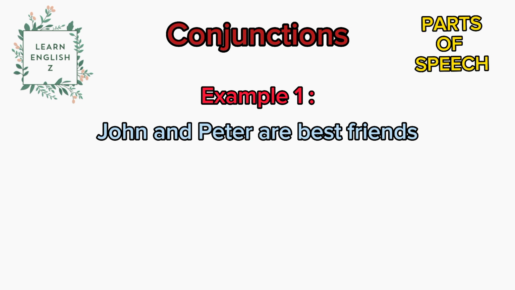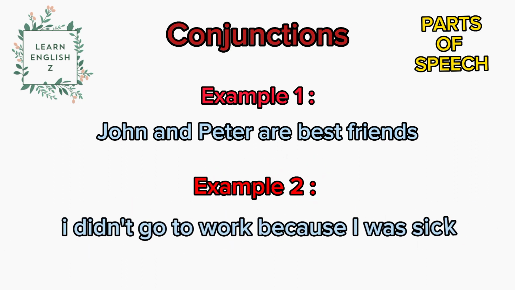Conjunctions can connect even sentences. For example, I didn't go to work because I was sick. The conjunction here is because, and it connects 2 clauses. The second clause is the reason, and the first one is the consequence.